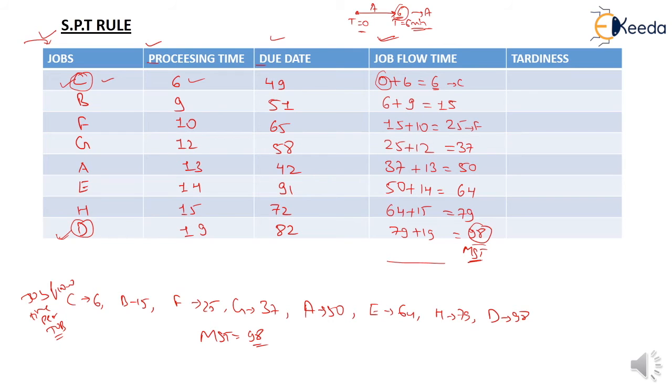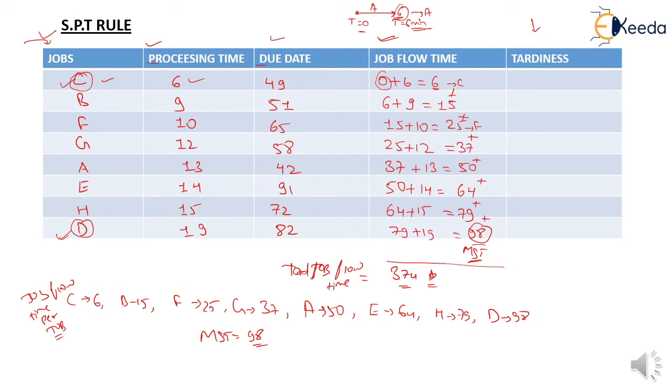Clear to all? Here, one more thing is to calculate the total job flow time, which is used to determine the average job flow time per job. So calculate all the job flow times: 6 plus 15 plus 25 plus 37 plus 50 plus 64 plus 79 plus 98. So how much? It is 374, your total job flow time. Clear to all students? Okay.